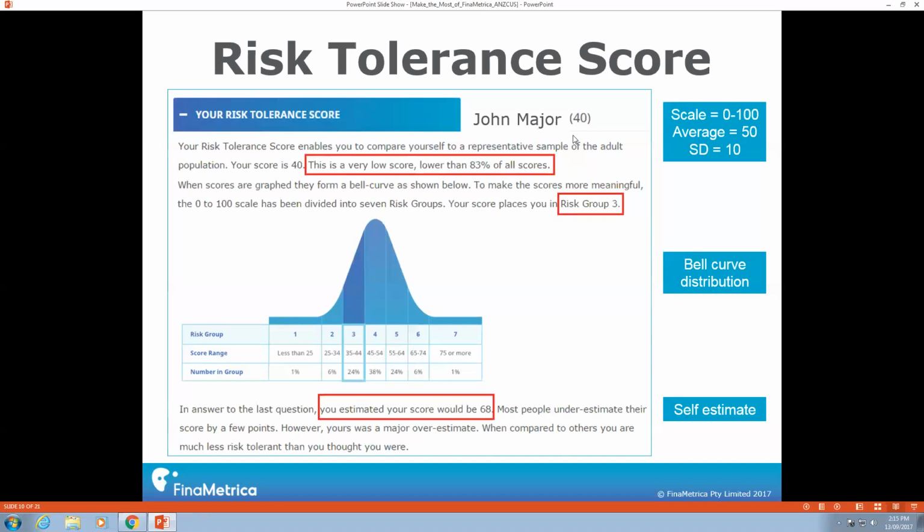On the other hand, if, like most people, he had estimated, say, 30 and come out at 40, then he had underestimated the population average. In either case, ask your clients who they are comparing themselves to. Who are they using as a reference group?